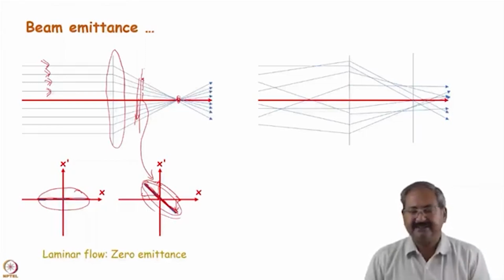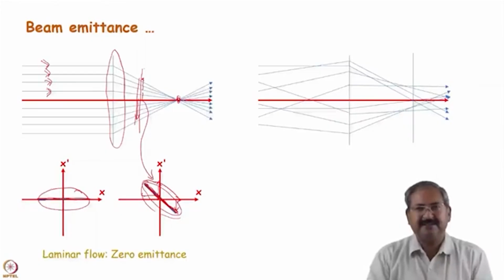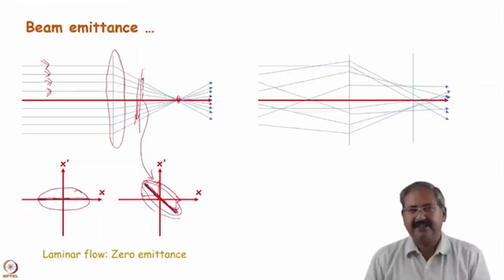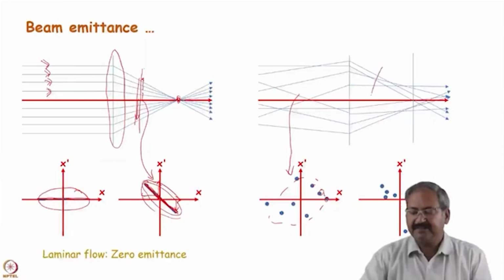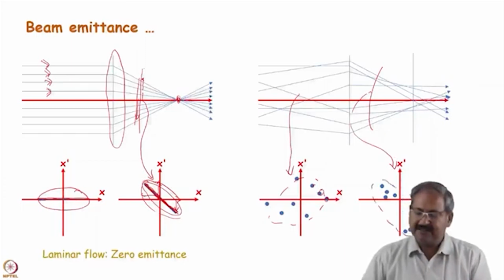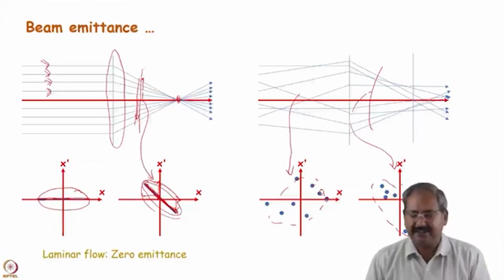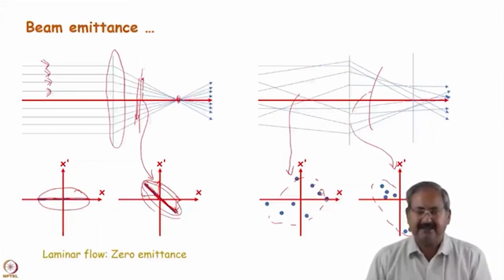In real practice, there is no laminar beam. This laminar beam exists only in textbooks. In real practice, we always have a non-laminar beam. In this case, if we plot somewhere here, we will have certain x and corresponding x prime, and such kind of distribution will be there. And after the focusing lens, the distribution will be changed, or you can say the orientation is like this, but still if you find the area or emittance, the statistical emittance in this case, this will remain constant.